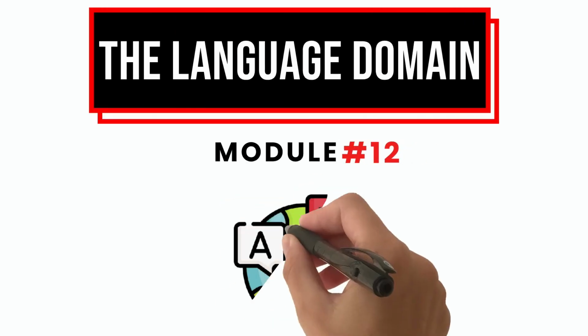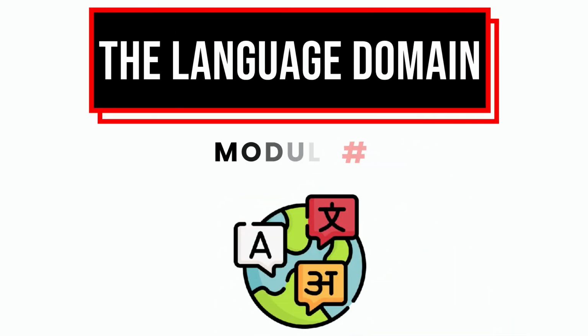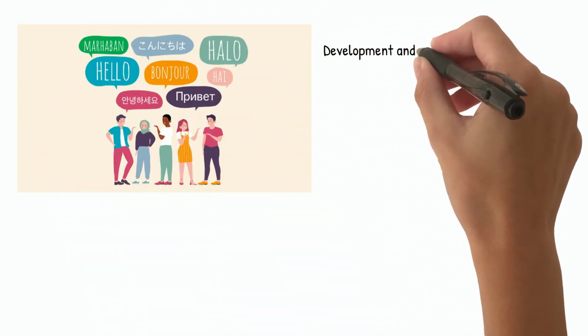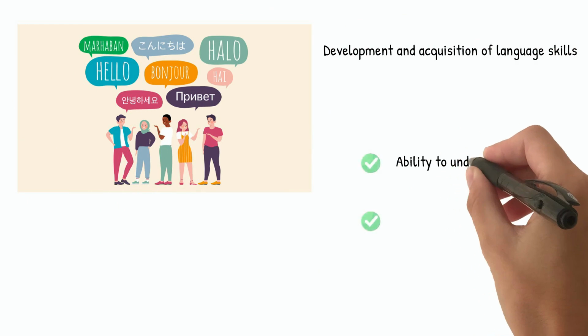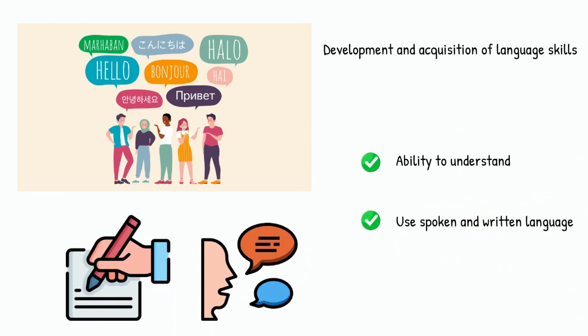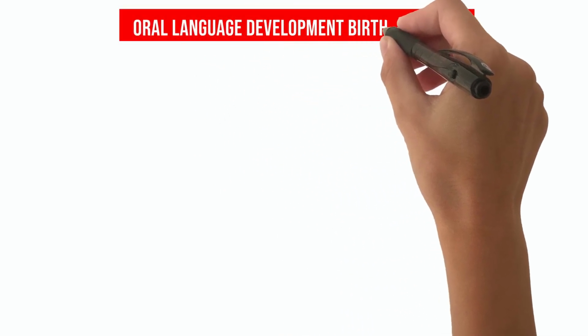Module 12. The Language Domain. The language domain in children refers to the development and acquisition of language skills, including the ability to understand and use spoken and written language. Oral language development, birth to 1 year.